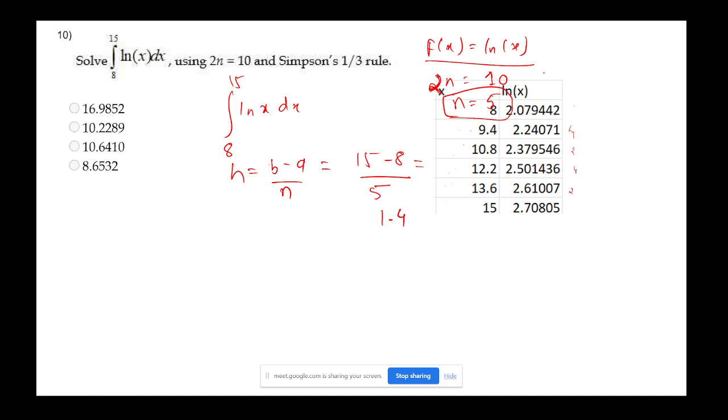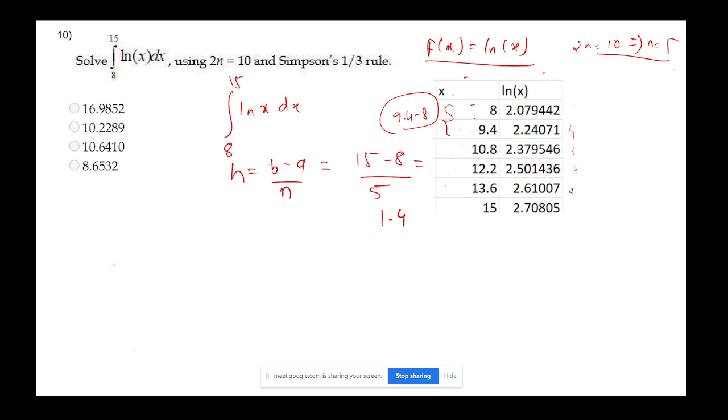So if you apply now the Simpson's rule, I have already calculated, based on this h value, the value of x and ln x for you. So the difference between two x values is nothing but 9.4 minus 8. So for all, it is 1.4. And for each of the x values, I have calculated ln x.